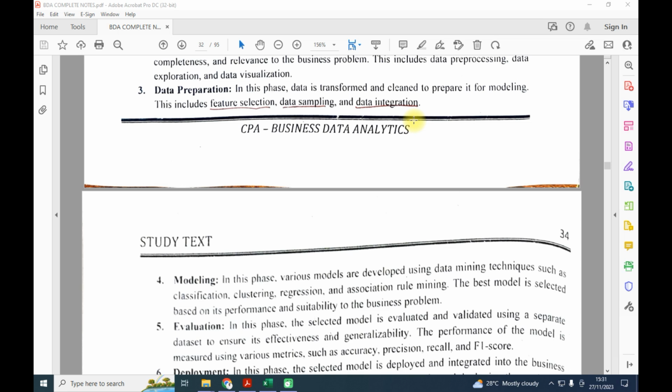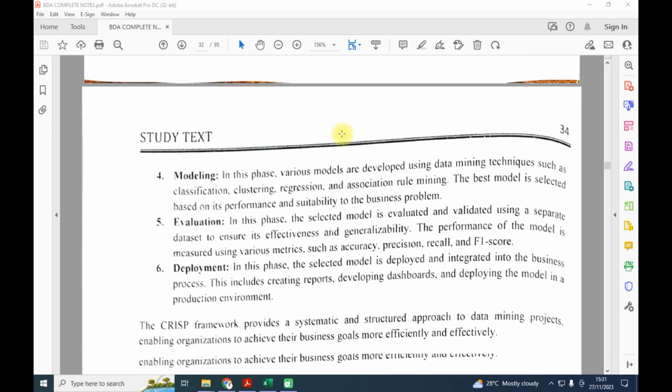So we have understood our data, we prepare our data, cleaning it, making the data complete, and we transform it. Transformation is making sure the data is in the required form, whether it is structured form. That's where we are transforming the data under data preparation.